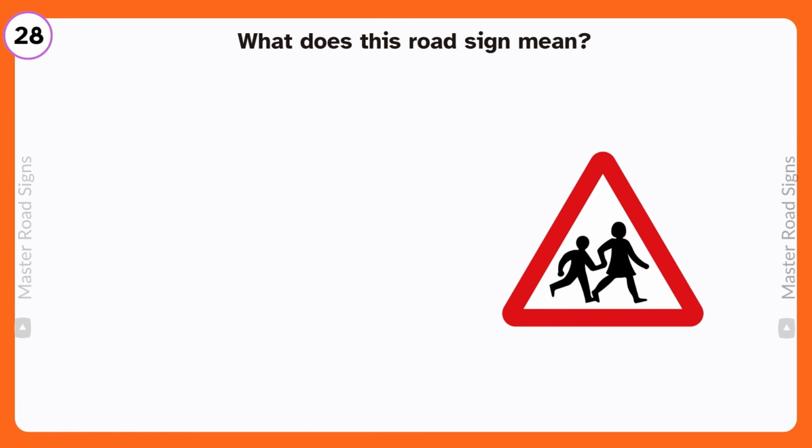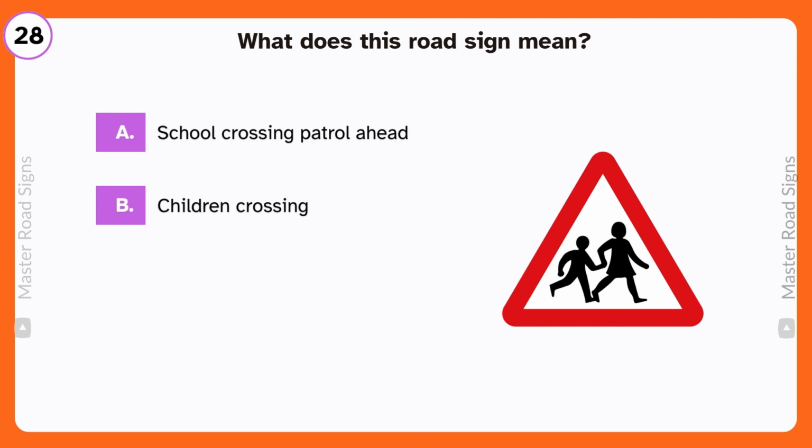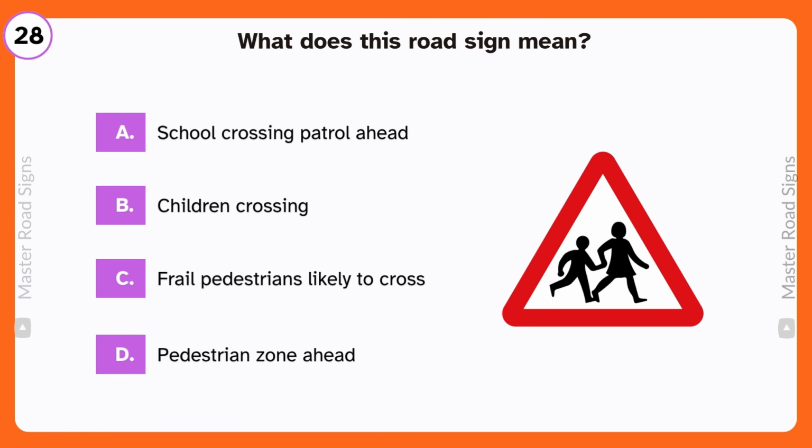Question 28. What does this road sign mean? Option A. School crossing patrol ahead. Option B. Children crossing. Option C. Frail pedestrians likely to cross. Option D. Pedestrian zone ahead.